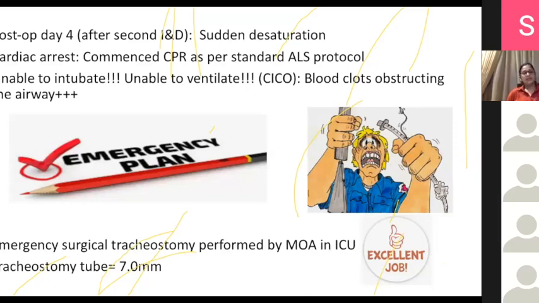He's a medical officer in anesthesia, and he does that in the ICU with all that problem of bleeding, blood clots, obstructed airway, and in a panic mode. He does an excellent job, and he manages to pass a tracheostomy tube, 7 millimeters. And this surgical tracheostomy actually stays till the end.